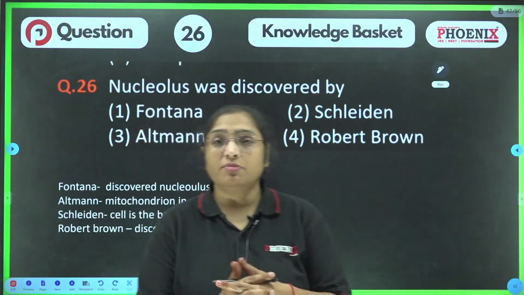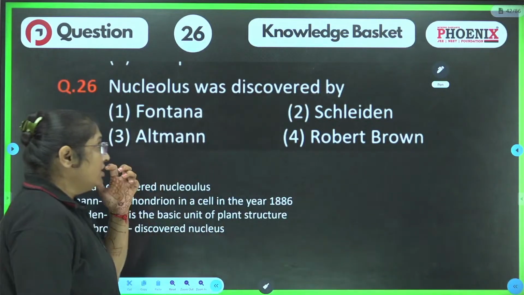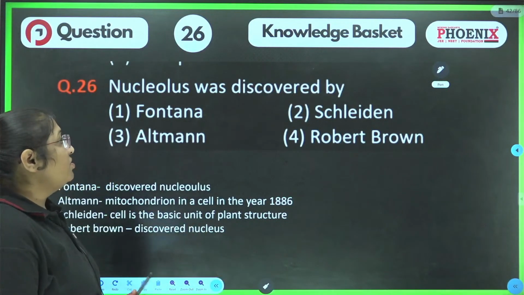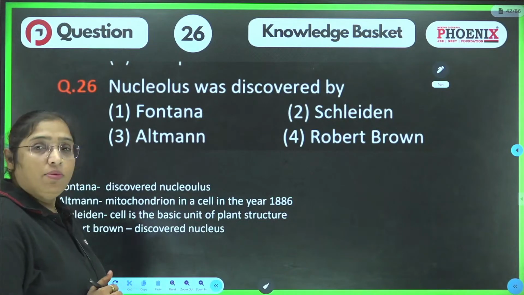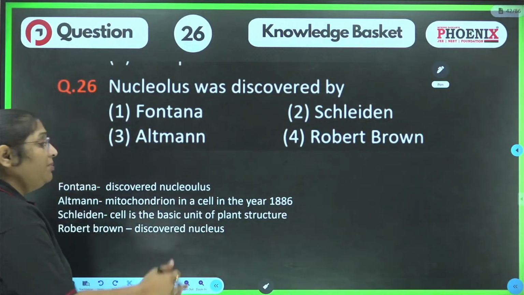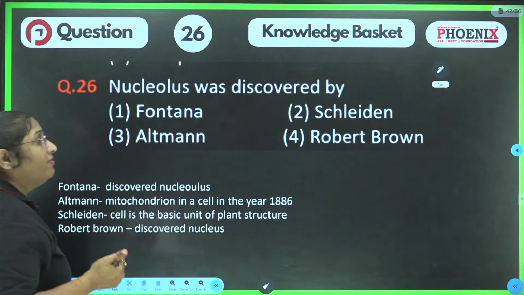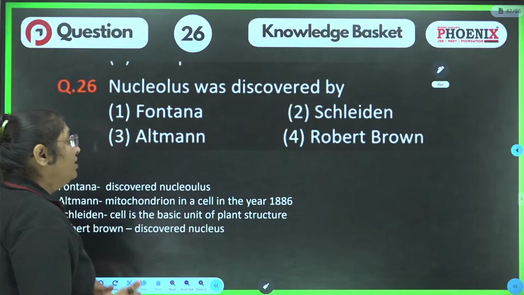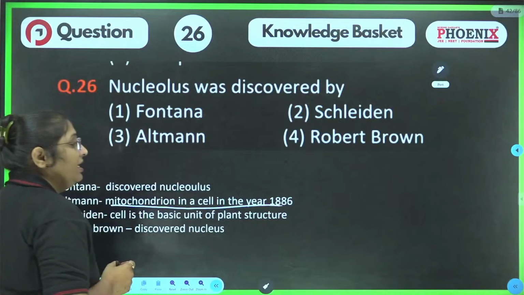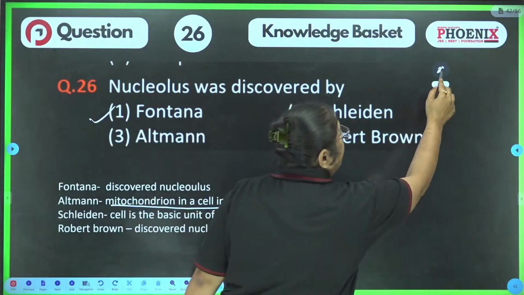So we had done the MCQ till 25. Now we will start from 26. So here's the question: nucleolus was discovered by, and we have given options Fontana, Schleiden, Altman and Robert Brown. We already know that Schleiden discovered that the cell is the basic unit of plant structure. Robert Brown discovered the nucleus, and Altman discovered the mitochondrion in the cell in the year 1886. So the answer is Fontana, he discovered the nucleolus.